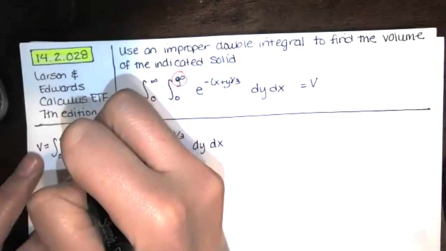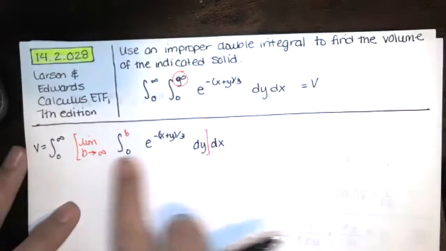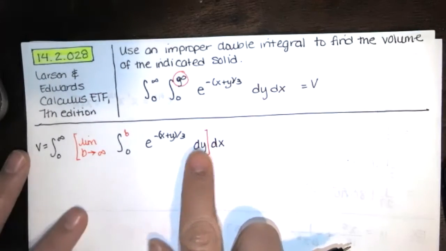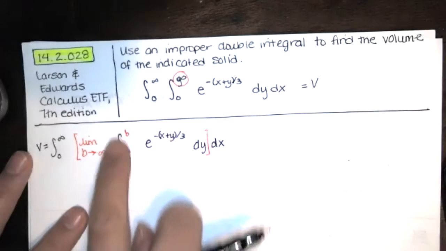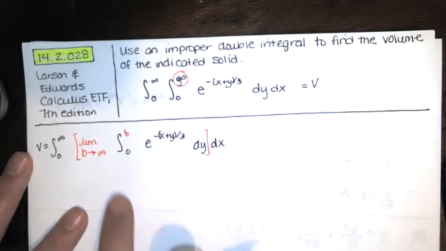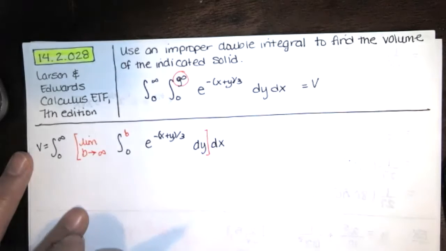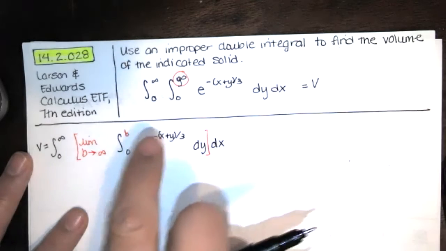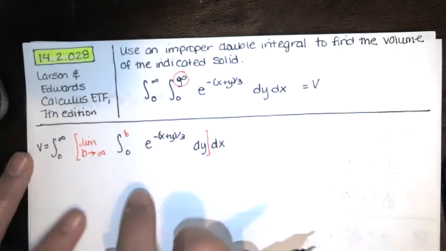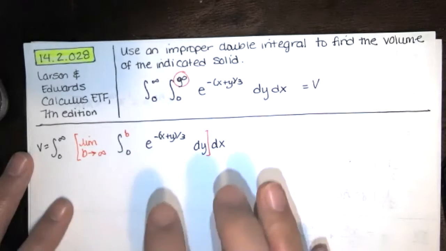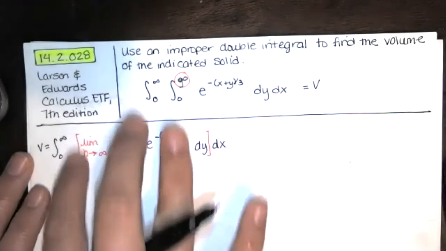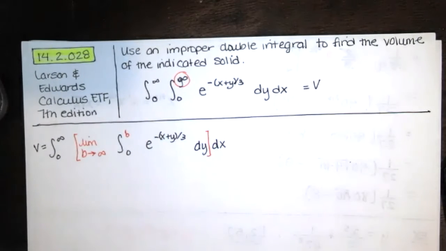Now this is the limit of a proper integral in terms of y. So we can evaluate this using the fundamental theorem of calculus and then evaluate the limit of the result as b goes to infinity. Then we're just going to have a function of x here. And we're going to do the same thing on the outside.